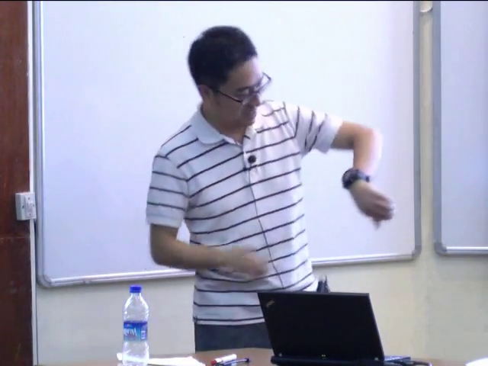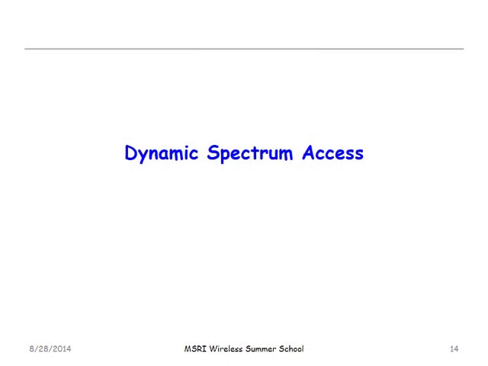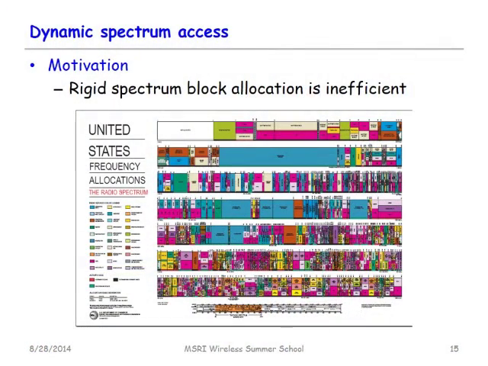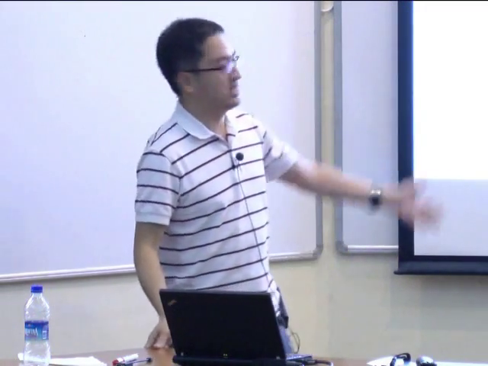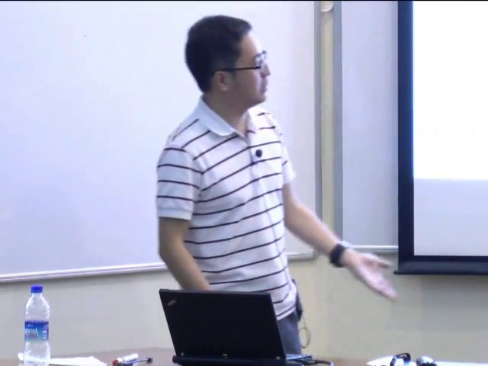Okay. So probably in the next half hour, I'll just talk a little bit about dynamic spectrum access. So the motivation is, currently, the spectrum has a fixed allocation as standard, governed by the government. And we know that it's inefficient. Some spectrum is fully utilized and very congested, and some portion of the spectrum has very low utilization, almost empty.